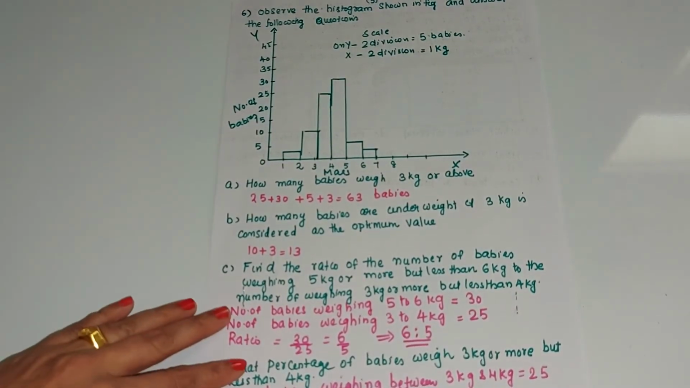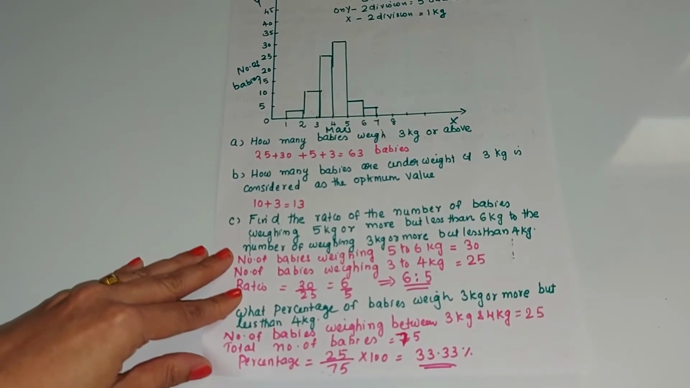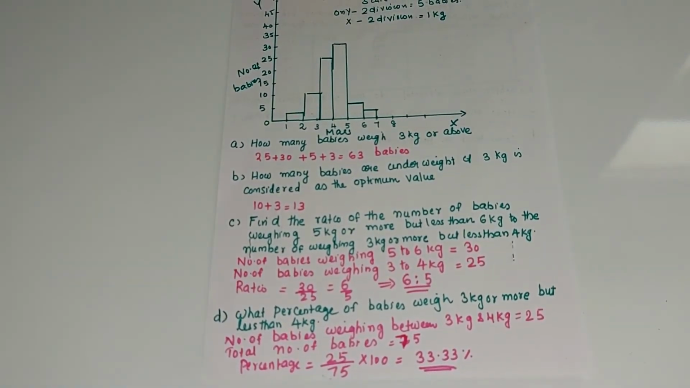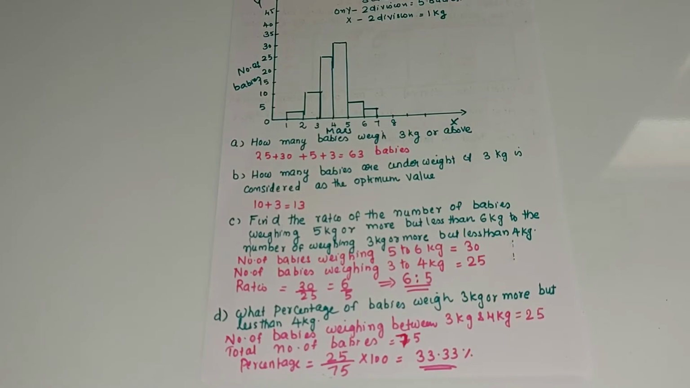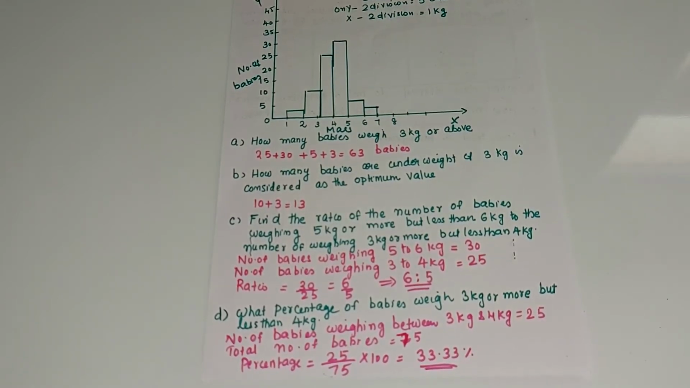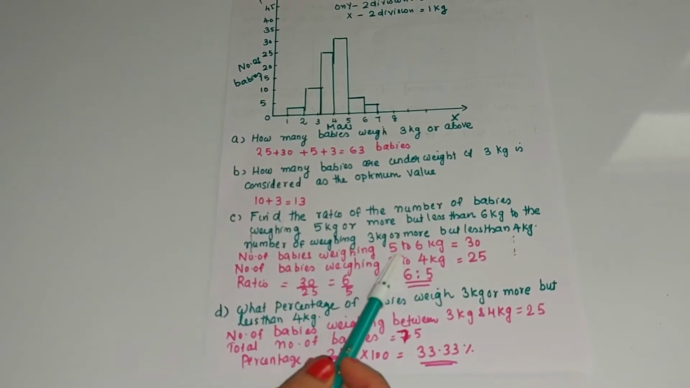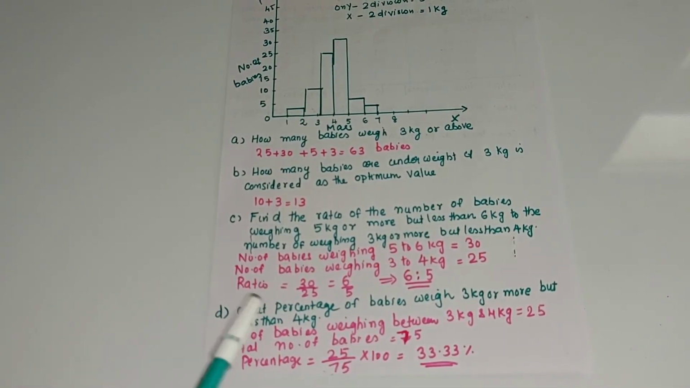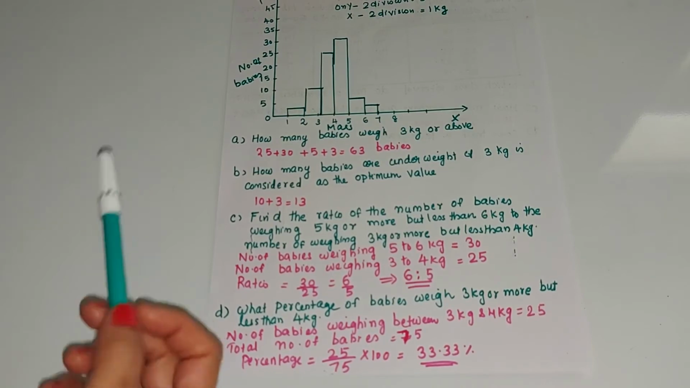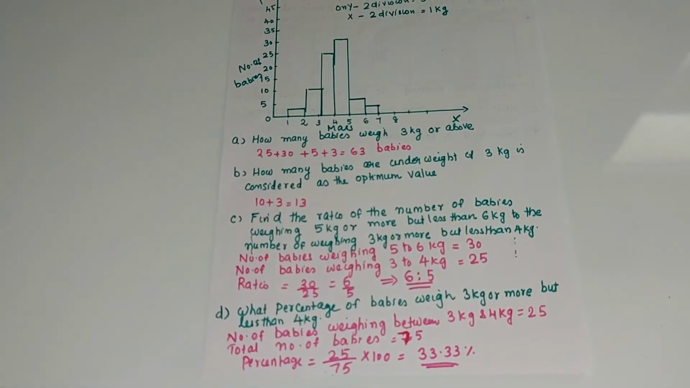Now find the ratio of the number of babies weighing 5 kilogram or more but less than 6 kilogram to the number of babies weighing 3 kilogram or more but less than 4 kilogram. So the number of babies weighing 5 to 6 kilogram, the weight of the baby lying between 5 and 6, you check 5 and 6. There are how many babies?